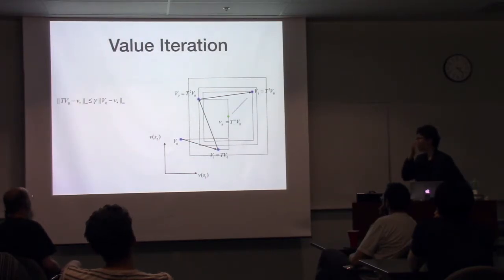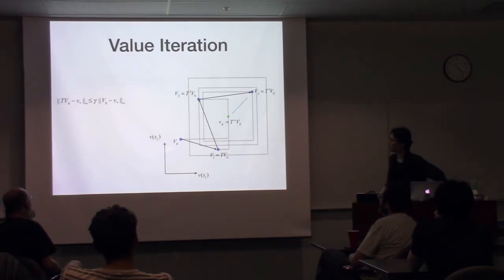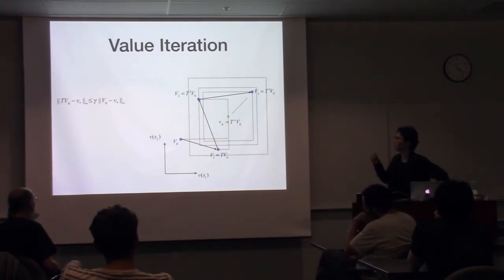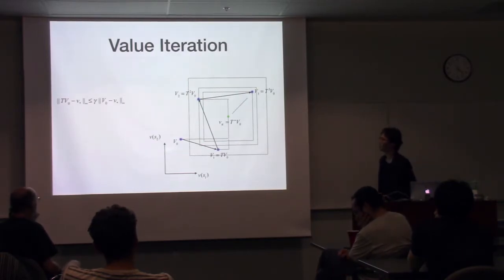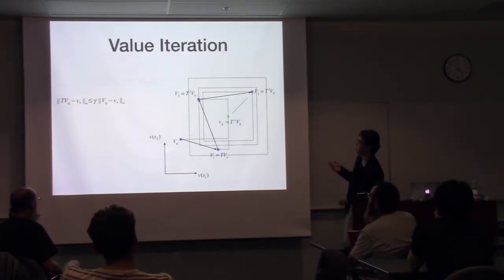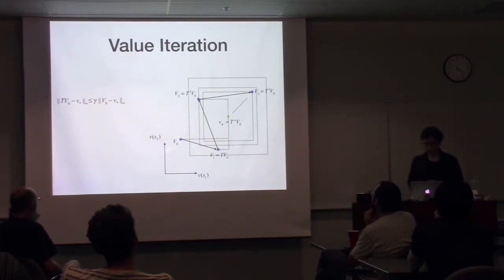Okay. And now let's think about value iteration. Value iteration is actually very similar to policy evaluation because in value iteration you have Bellman operator T. Well, in policy evaluation you have Bellman operator T pi. But both these two Bellman operators are contraction mappings under the max norm. So everything looks similar to policy evaluation.